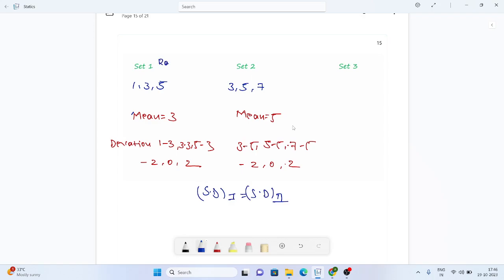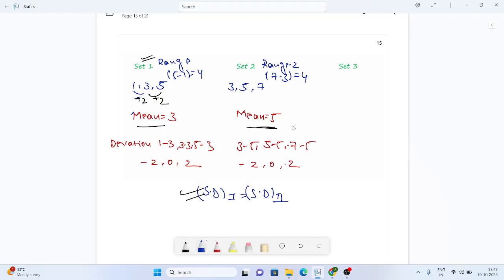Now what is the range of set 1? The range of set 1 is 5 minus 1, which is 4, and the range of set 2 is 7 minus 3, which is 4. So I formed this set by just adding 2 to each element. You see the mean is increased by 2, but the standard deviation and range are the same. So this proves that standard deviation doesn't depend on the mean value.